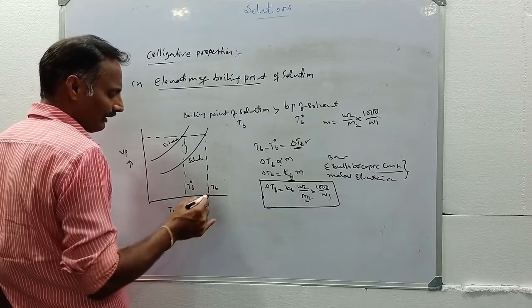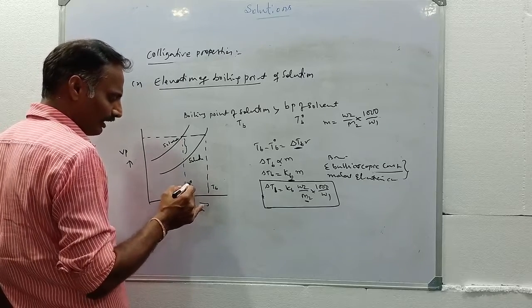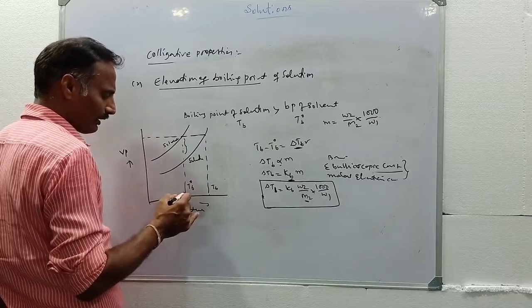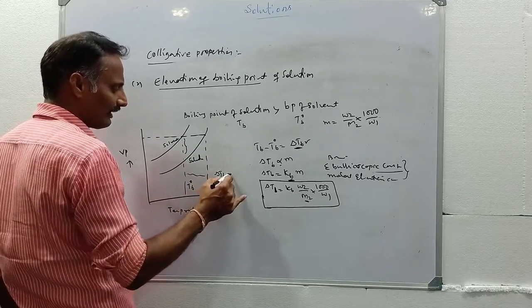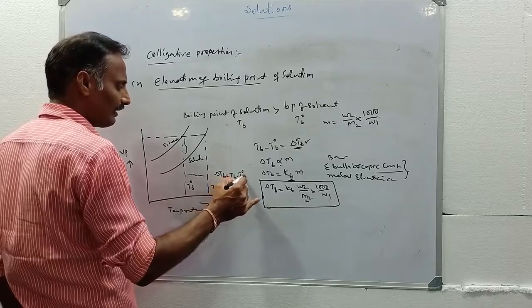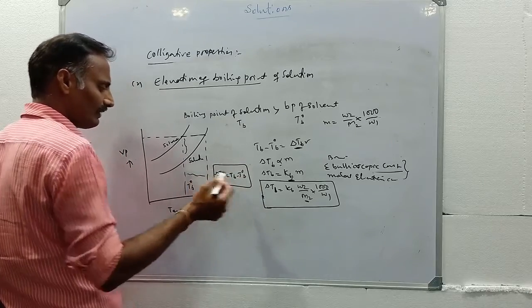This is TB, and the TB value is more than T naught B. This is the higher boiling point, and this is the lower boiling point. This difference is called delta TB, and delta TB equals TB minus T naught B. This is the elevation of boiling point.